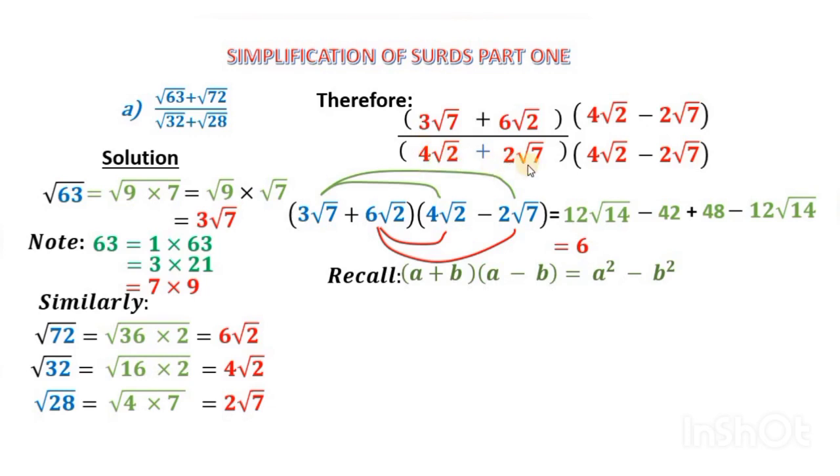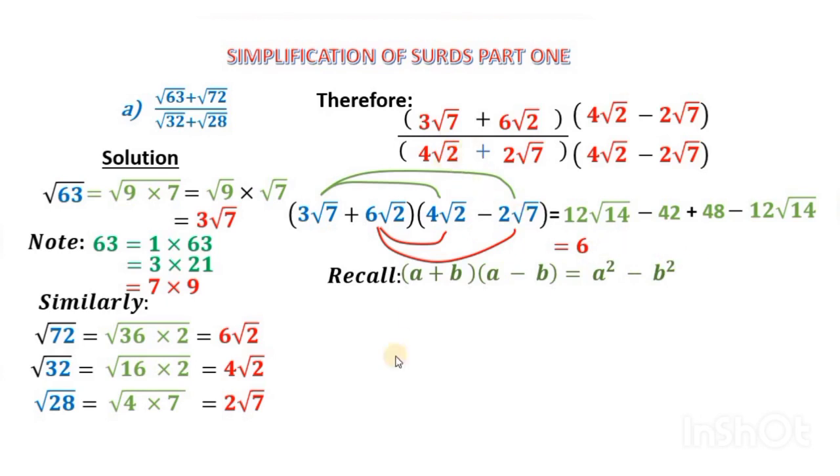Now I want us to relate this to what we have on the denominator here. 4 root 2 and 2 root 7 appear in the second bracket the same way. The only difference is addition in the first bracket and subtraction in the second bracket, and that means we have a difference of two squares. So the point here is to look for a way to square root 2 and also to square root 7 so that the surd disappears from the denominator, and that will be achieved by applying a difference of two squares.